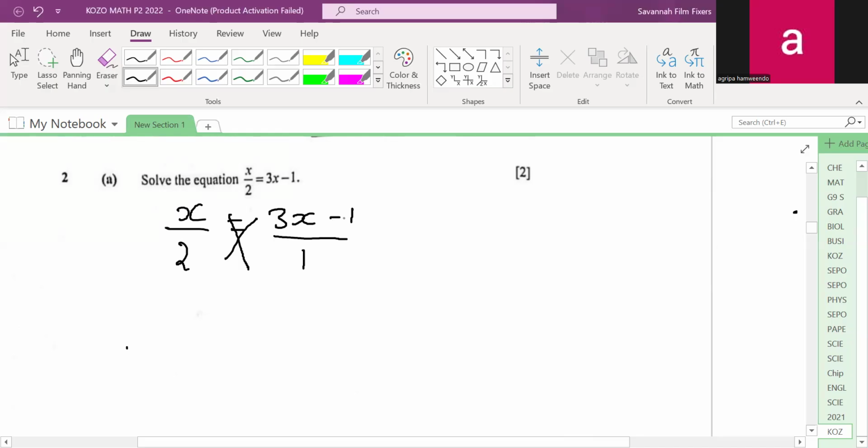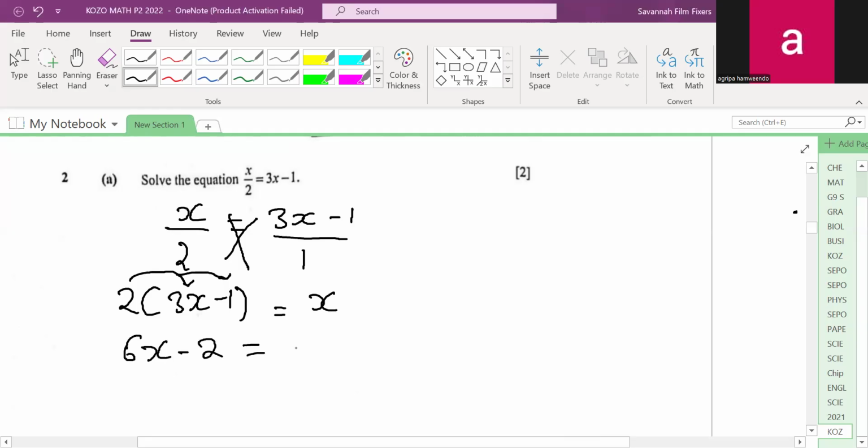So 2 multiplied by 3x minus 1, we'll write it like this. Do you agree with me? Yes. Then this is 1 multiplied by x, it will be x. That's okay, right? Yes. Then from here, we can expand this. So we can say 6x minus 2 is equals to x. Here we collect like terms, so the x will cross over, the 2 will go to the other side. We'll end up with 6x minus x is equals to 2.